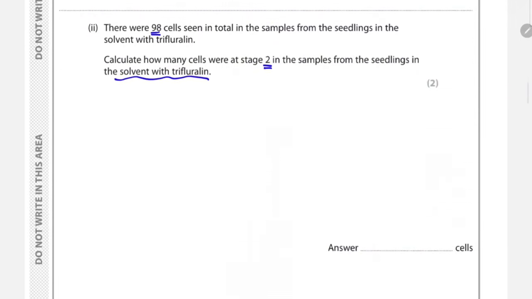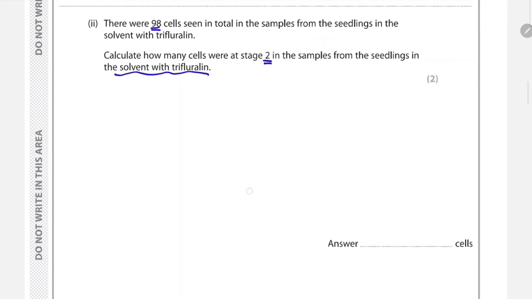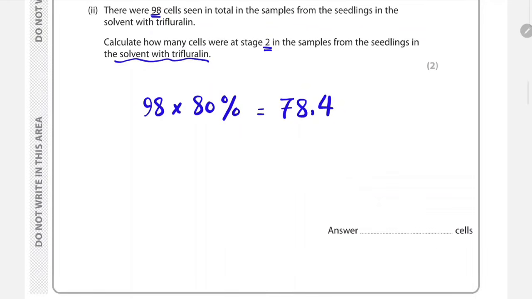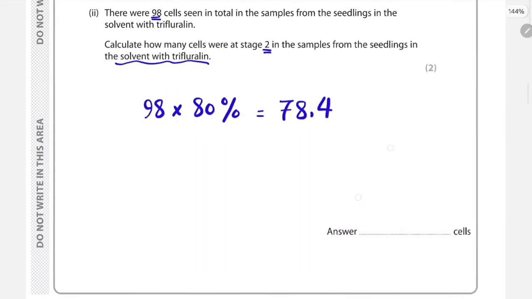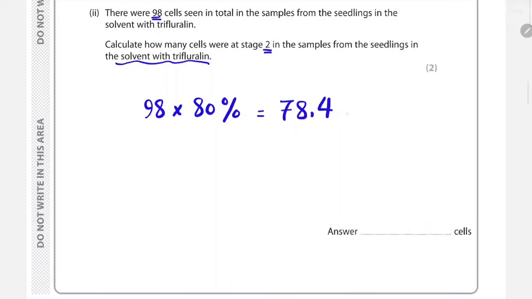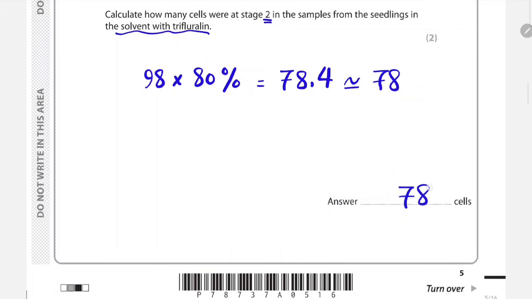So 80% of these cells are the cells in mitosis. So I have to multiply 98 by 80% to get the final answer. This will be 78.4 using your calculator, but make sure to not write 78.4 here because we do not have a quarter of a cell. We do not have a fraction of a cell, so you have to make it 78 in order to be a whole number. So my answer here will be 78 cells.